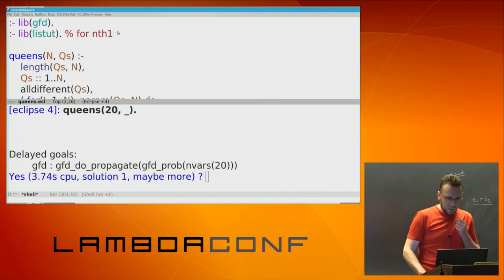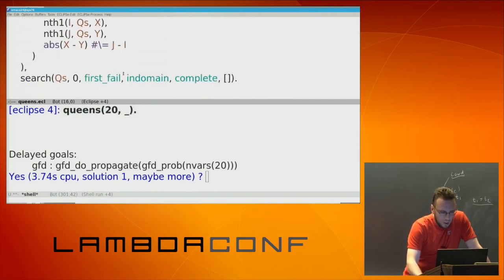I've just made two simple changes. I changed IC to GFD and changed input order to first fail, and now I can run 20 for less than 4 seconds.